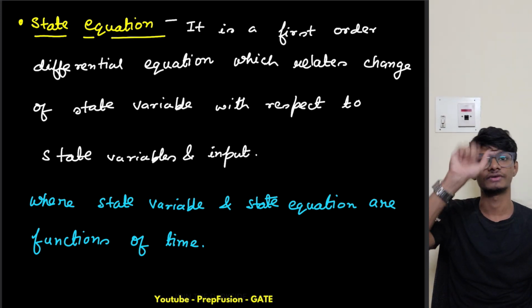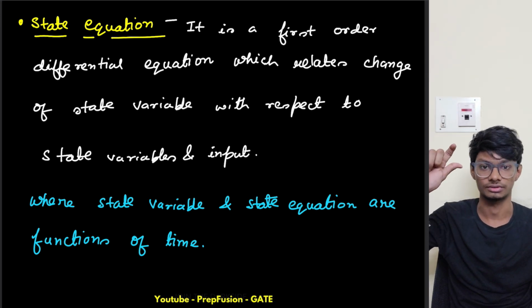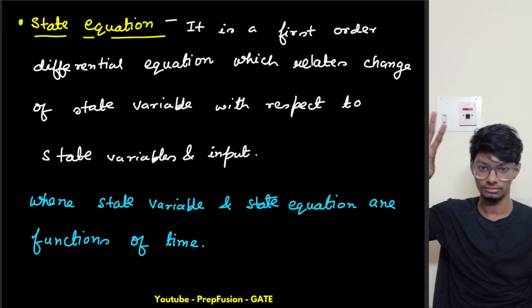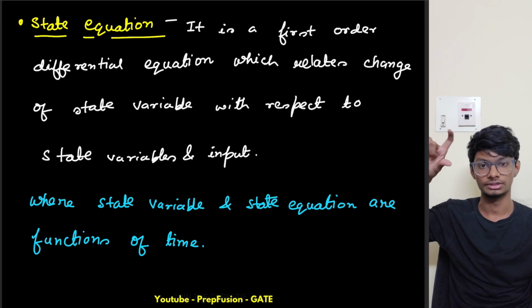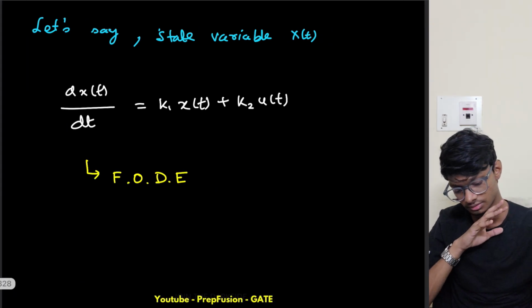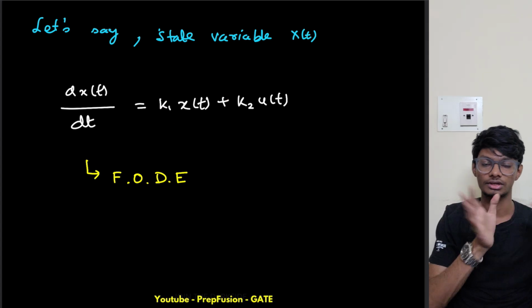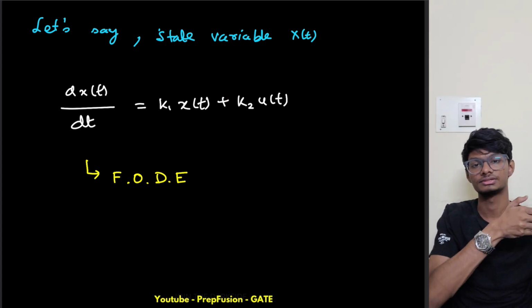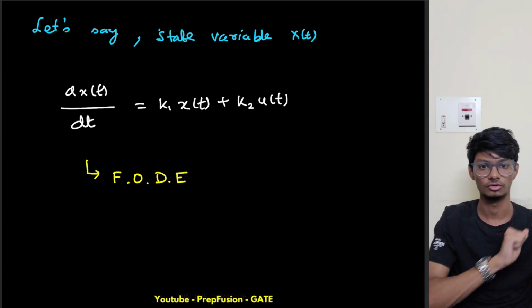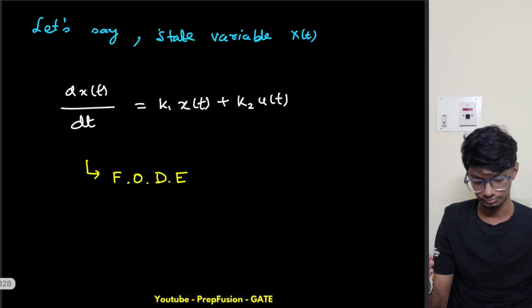Like let's say this fan has 3 state variables, and I am trying to write the state equation for the first one. The differentiation of that will be related with all of the state variables. Here we have x1, x2, x3: k1 x1, k2 x2, k3 x3, plus k4 u(t), that is the input. So this was the relation for the state equation.